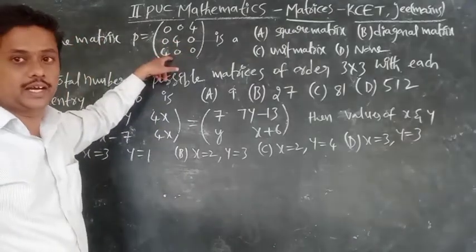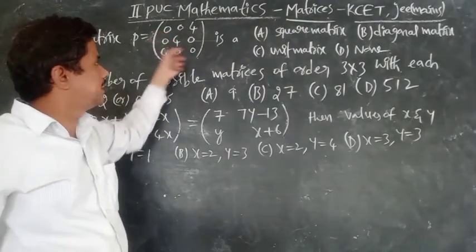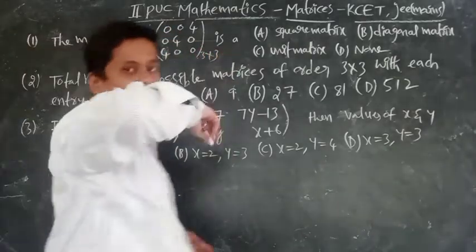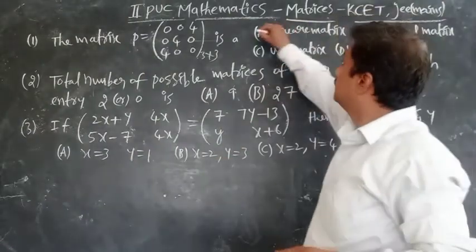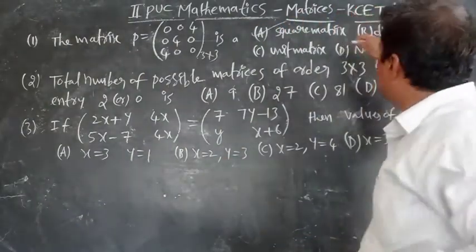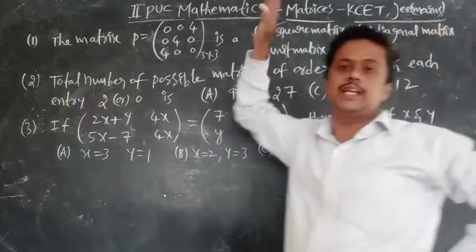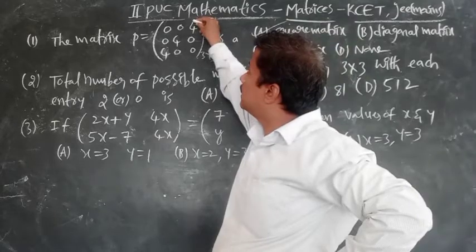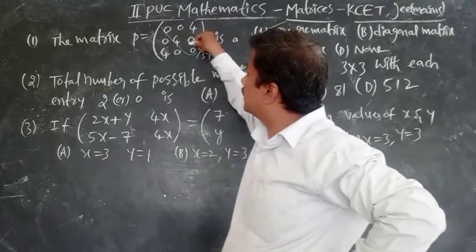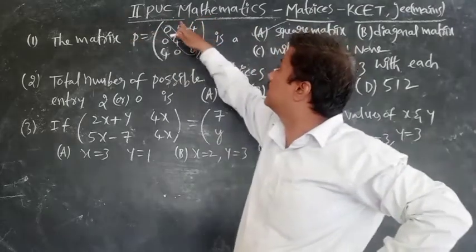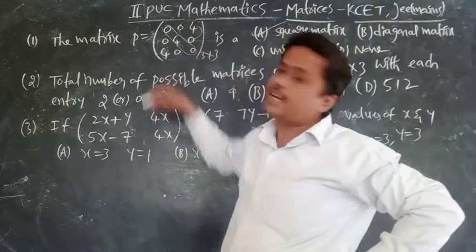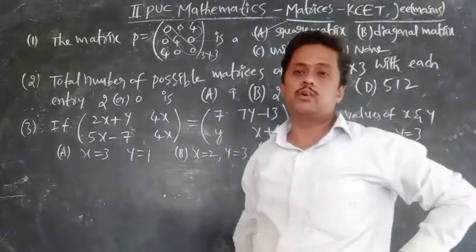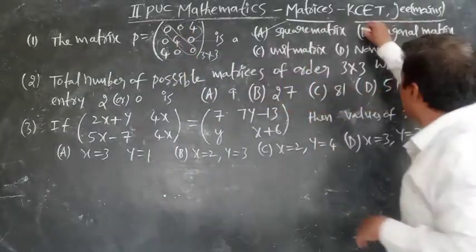Now analyze. How many rows are there? 3 rows, 3 columns, so the order is 3 by 3, therefore it is a square matrix. The answer is option A. Why is it not a diagonal matrix? In a diagonal matrix, the non-diagonal elements are equal to 0. These are the diagonal elements, and the non-diagonal elements are the other ones, which are not 0. So it is not a diagonal matrix, so not B.